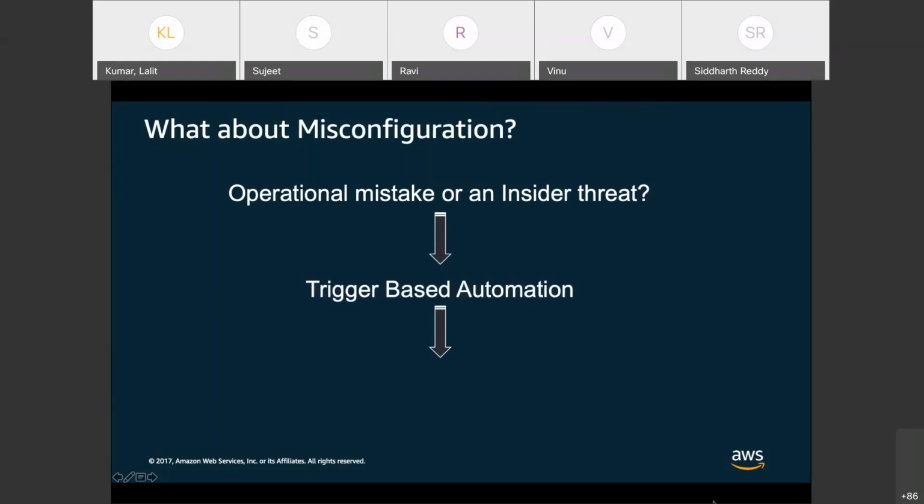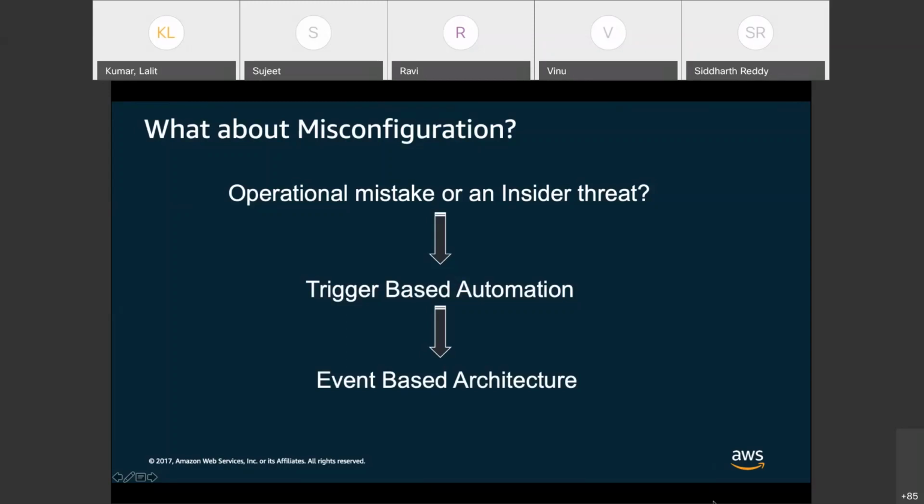There has to be trigger based detection. For that, there is a pattern: how do you analyze if there is a trigger or if there is a misconfiguration, how do you capture that misconfiguration, and how do you automate your remediation for that?